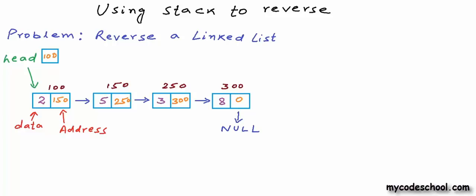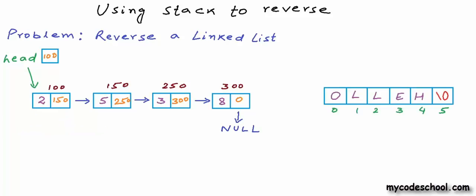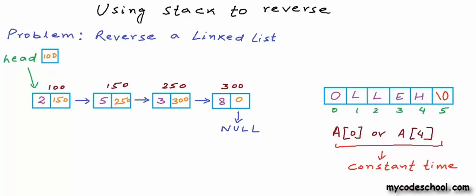Identity of a linked list is address of the head node. We typically store this address in a variable named head. In an array, it takes constant time to access any element. So whether it's the first element or last element, it takes constant time to access it. It is so because array is stored as one contiguous block of memory.